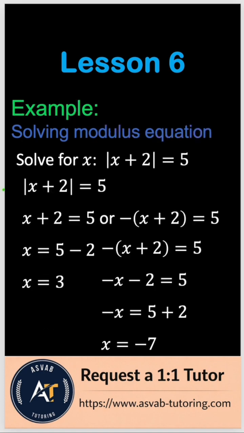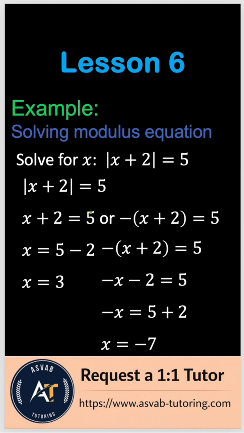Next, we have solving a modulus equation. So the example says: solve for x, modulus of x plus 2 equals 5. So if we have a modulus sign, we take it as positive, but if we get rid of the modulus sign, we do not know if it was positive or negative before. So we write it as x plus 2 equals 5 or negative parenthesis x plus 2 equals 5.